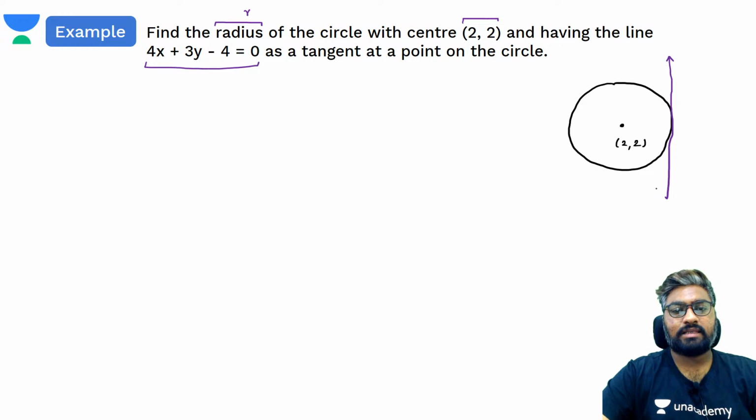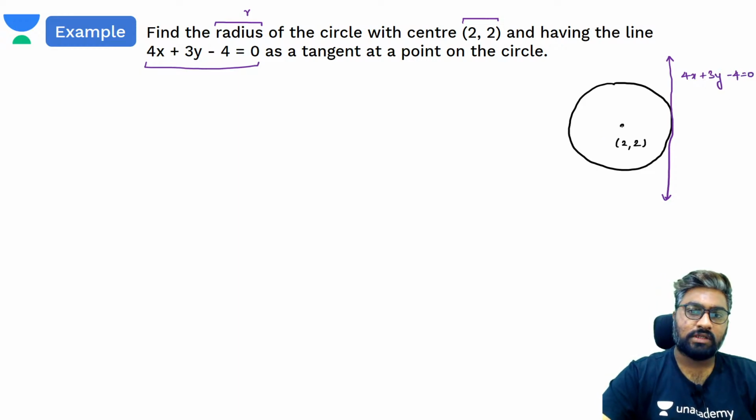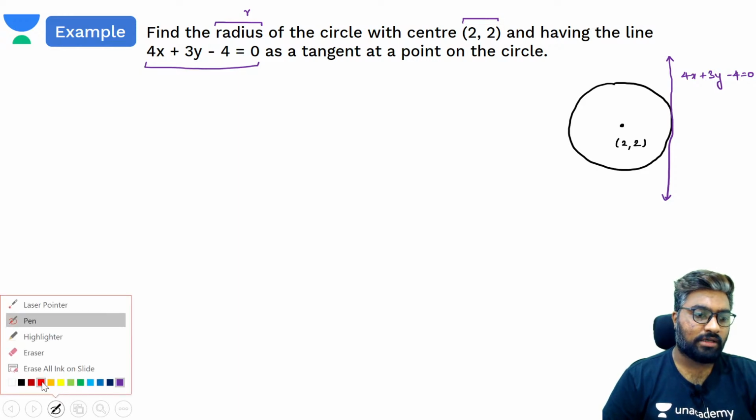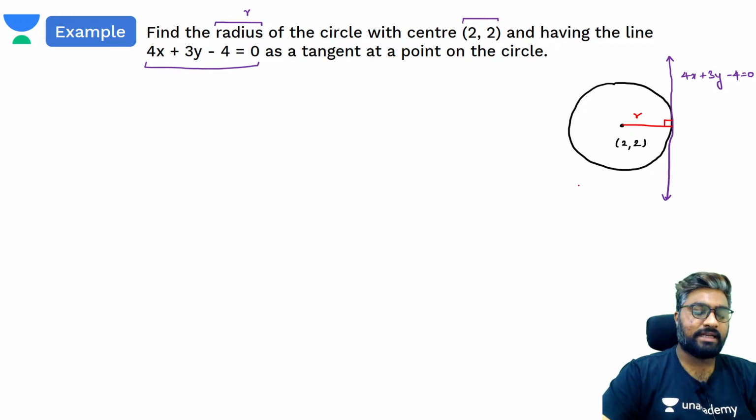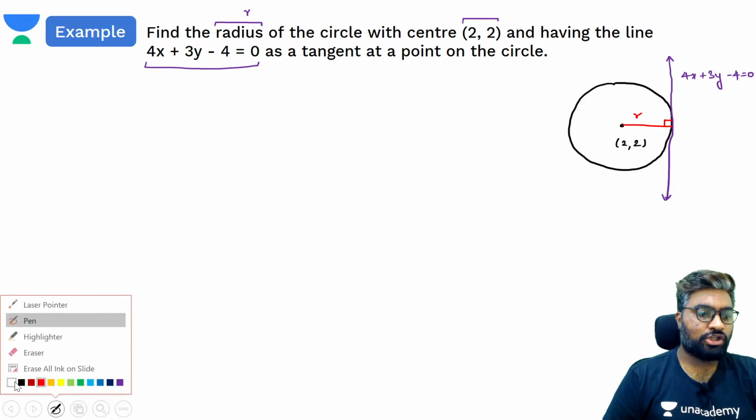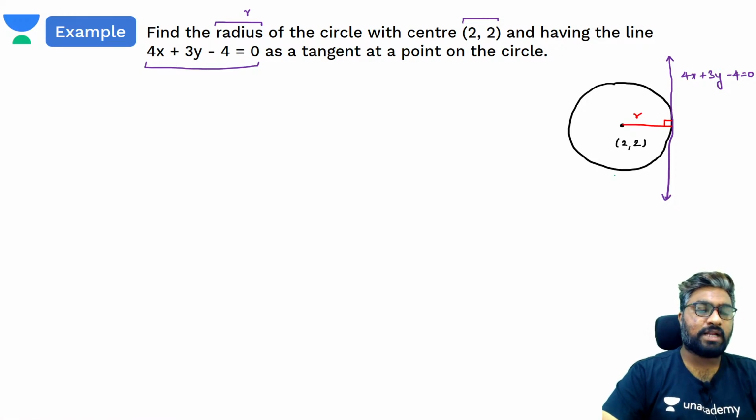Yes, this line is given by the equation 4x plus 3y minus 4 equal to 0. We need to find out what the radius of this would be. One small hint: the radius and the tangent are perpendicular to each other. So I'll give you a quick shortcut here. There are multiple ways of trying this question out. The fastest shortcut will be what?